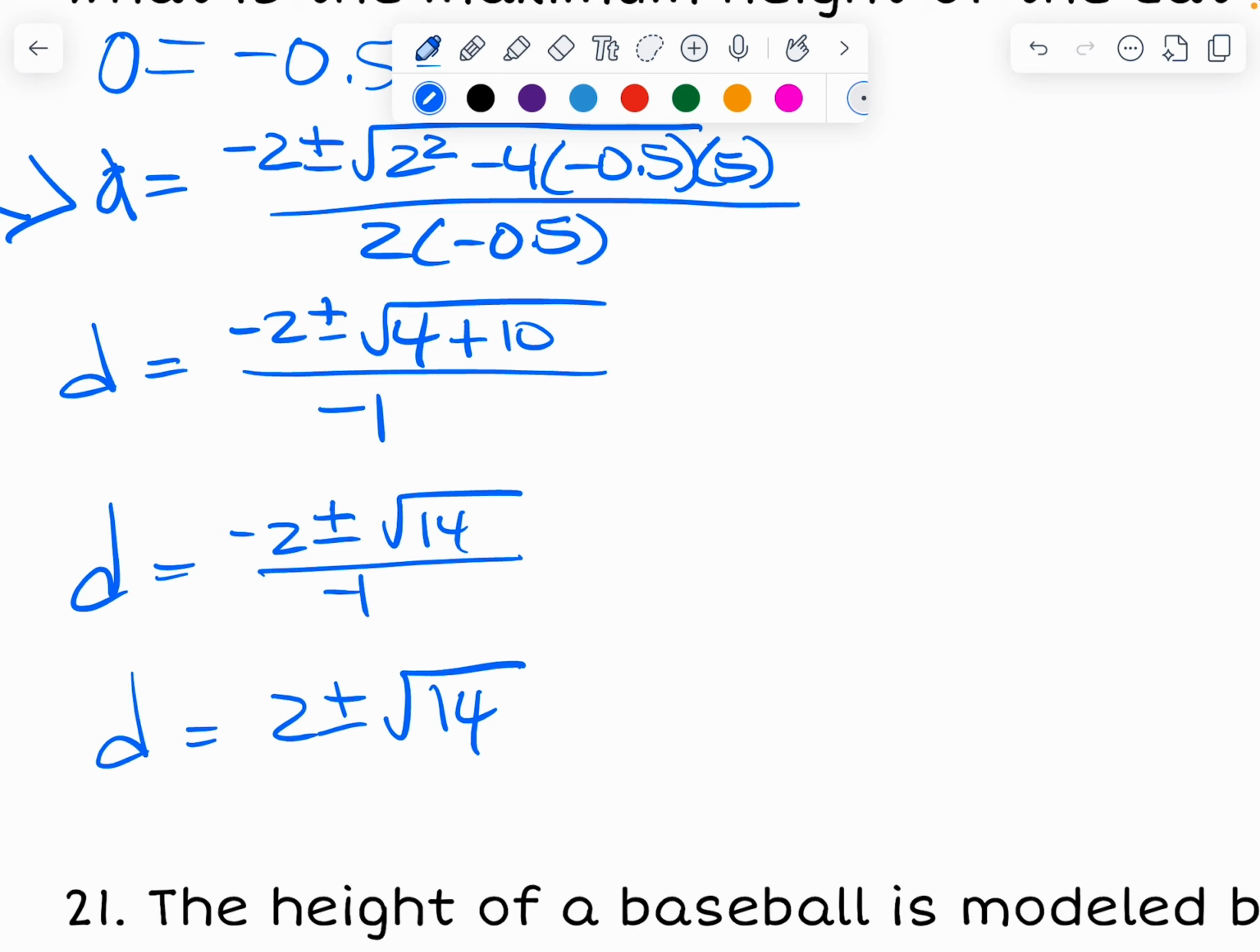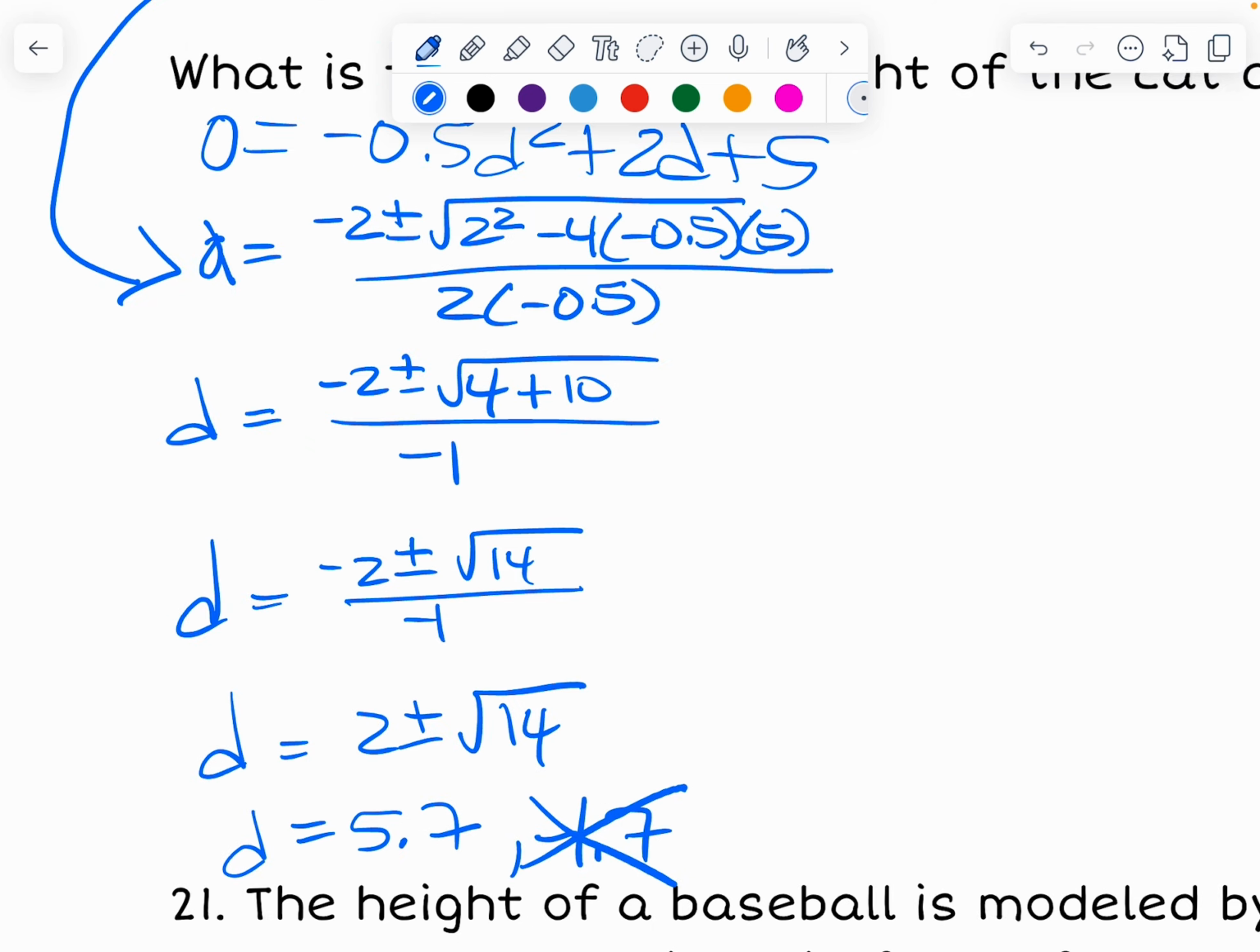I'm going to plug that into my calculator. So 2 plus the square root of 14, and I get d equals 5.7. And if I subtract, I get negative 1.7. So it definitely is not that answer. So the distance is going to be 5.7 feet.